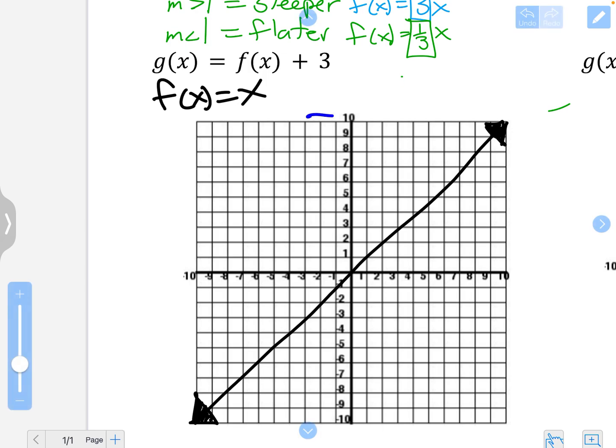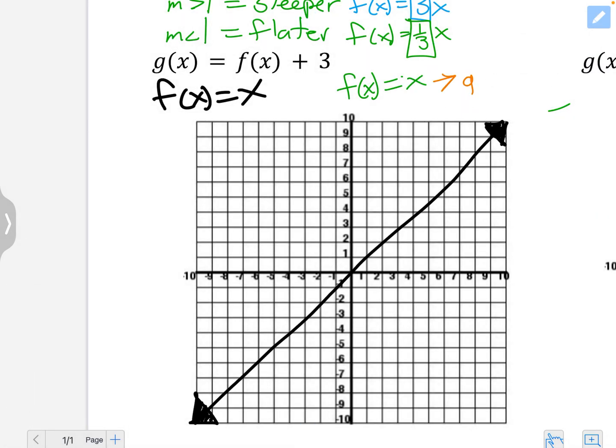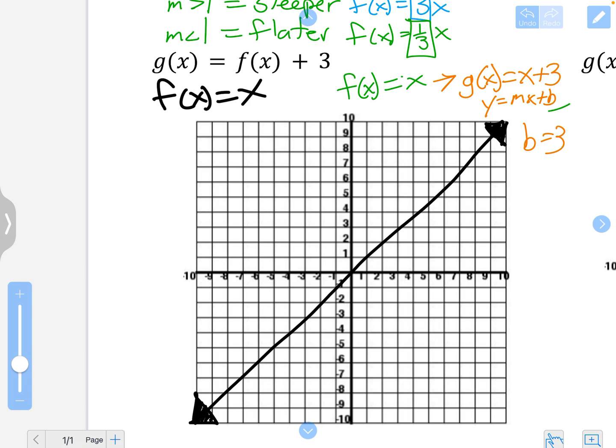So if we remember from our function notation, f of x equals x means that we can replace f of x with the variable x. So I can turn this into g of x equals x plus 3. So if this is y equals mx plus b, I know that my b equals 3. And I would know that my slope would still equal 1.